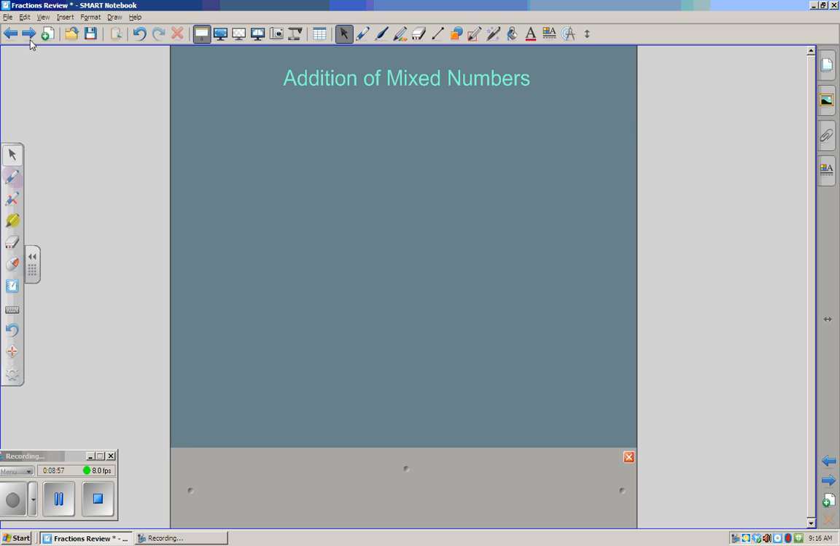Let's move on. Let's get into the addition of mixed numbers. So a mixed number is when you have a large number and then a fraction next to it. Let's start our first problem with 3 1/3 plus 2 4/5.